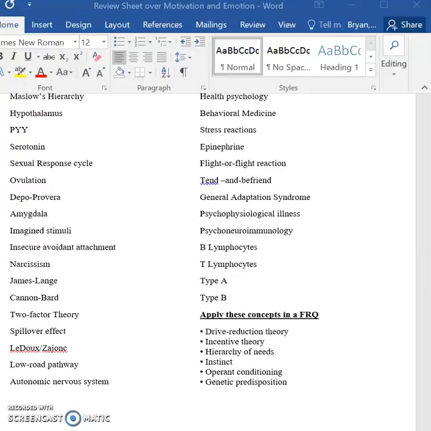A psychophysiological illness is a definition. Psychoneuroimmunology is also a definition. Okay, the B and the T lymphocytes are very specific questions. There's a definition, but there's also some more application. So you need to know what each one of those do.